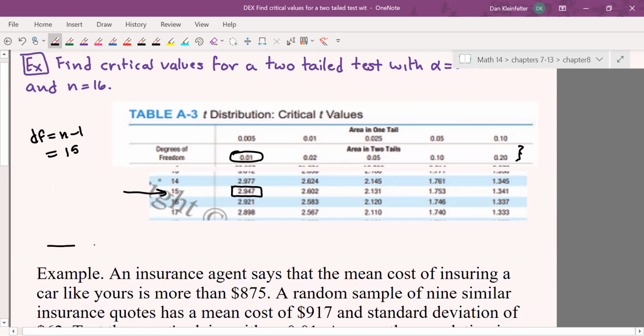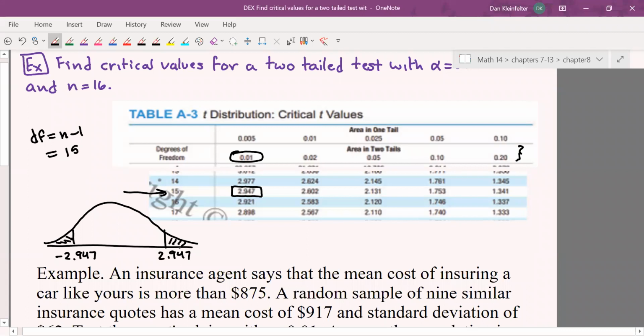2.947. So then there's going to be two critical values for this. There will be positive 2.947 and negative 2.947. And those will be our two critical values. All right, so we've practiced looking up critical values.